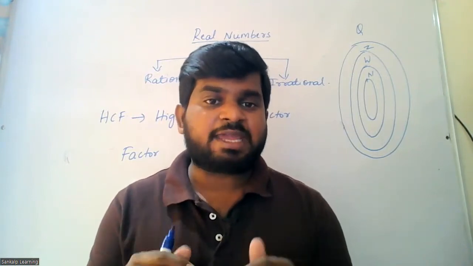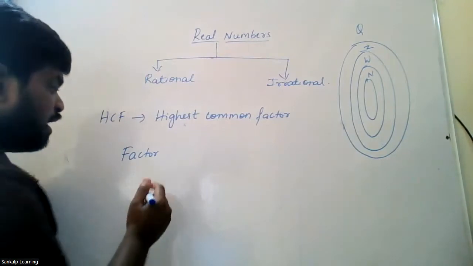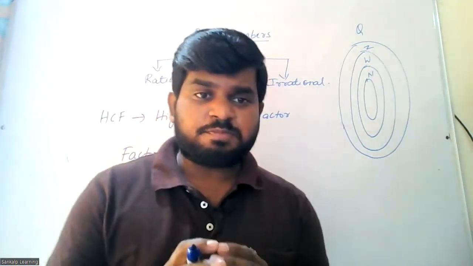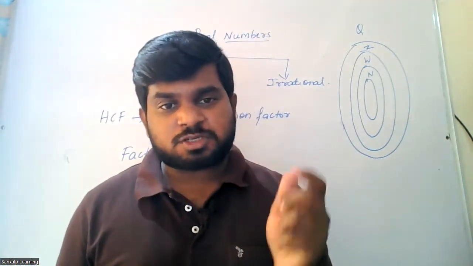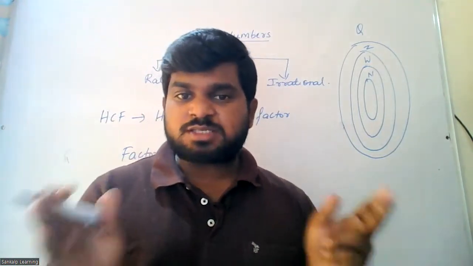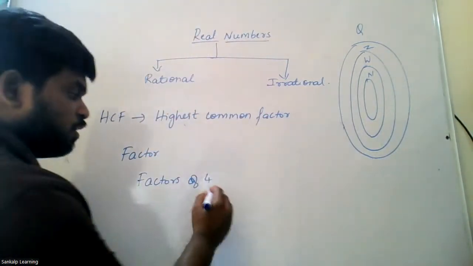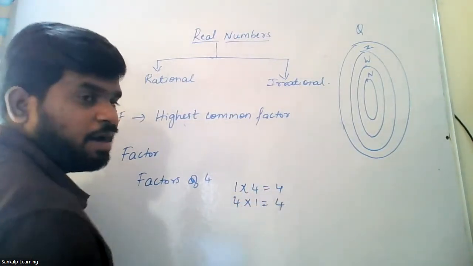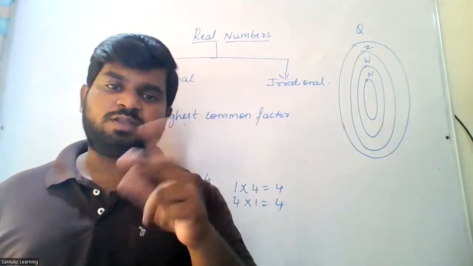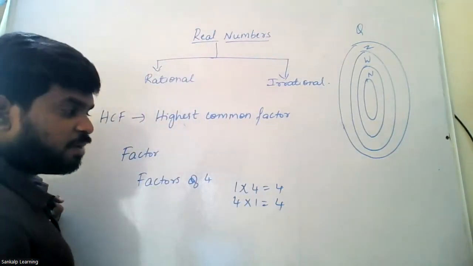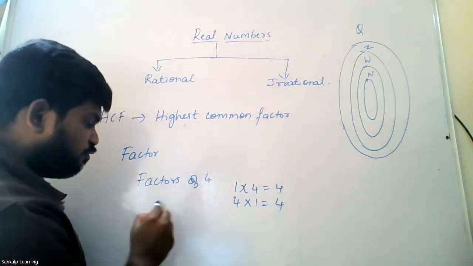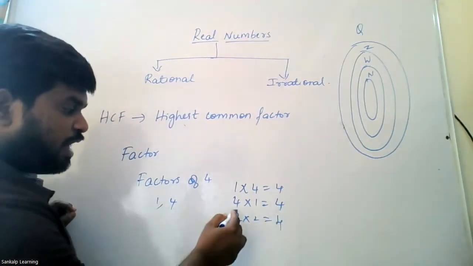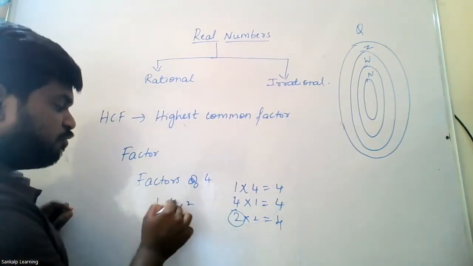the number of ways that I can express 4. For example, if I ask you factors of 4, to be very simple, this definition will be easy. Which two numbers should you multiply so that you get 4? The factors of 4, I can write it as 1 4s are 4 or 4 1s are 4. Multiplication is commutative. Both will be the same. So here, which are the numbers that I multiplied to get 4? 1 and 4. So factors of 4 are 1, 4. Is there anything else? Yes. 2 into 2 is also 4. So the other factor is 2. So factors of 4 are 1, 4, 2.